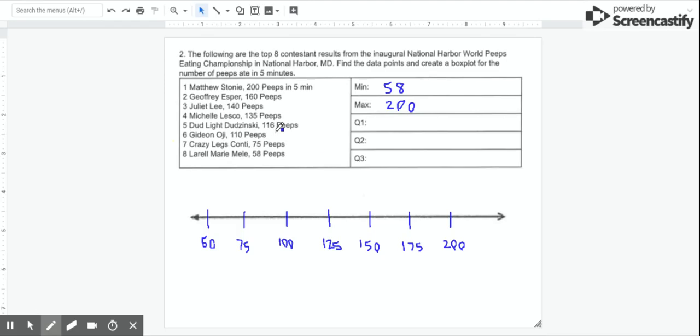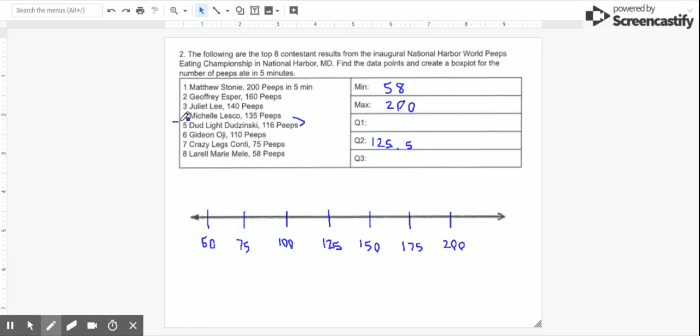So the first step is to find the middle. Since there's an even amount of data points, there are 8, there are going to be 2 in the middle, your 4th and 5th place contestants. So you know what to do. Add them together: 116 plus 135 is 251. Divide it by 2. It's going to be a decimal: 125.5. Remember, that's Q2. You have to find that first.